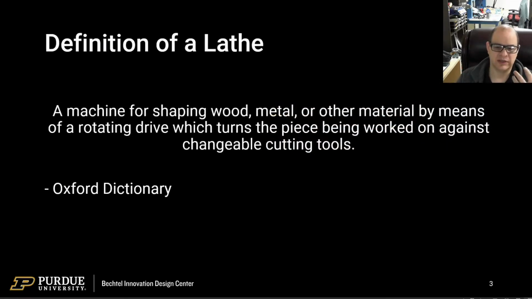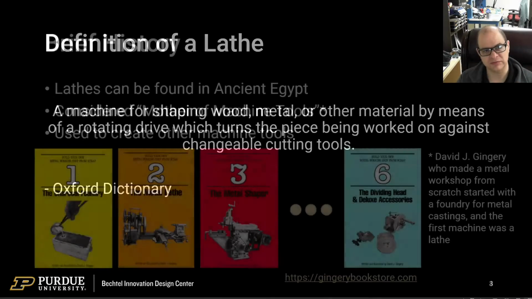So let's quickly go into a definition of the lathe. That's the primary machine which does turning. And from the Oxford English Dictionary, we have a definition which is a good one. It's a machine for shaping wood, metal, or other materials, and it rotates the piece being worked on against changeable cutting tools which stay fairly fixed. So again, the stock spins against fixed tools.